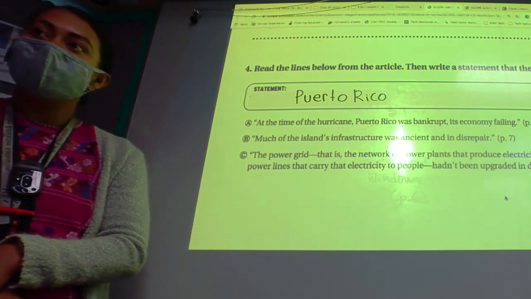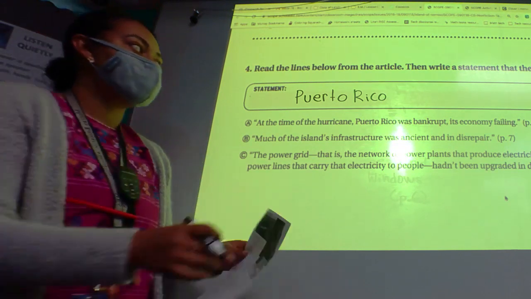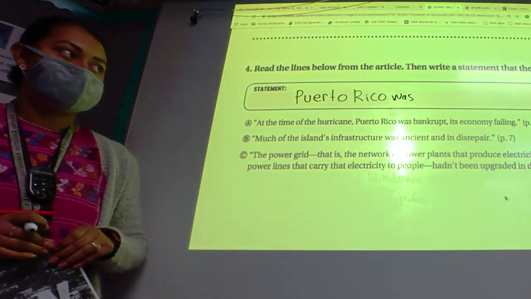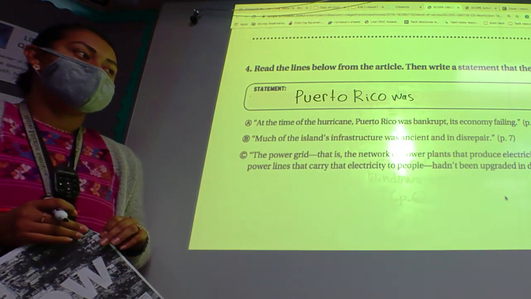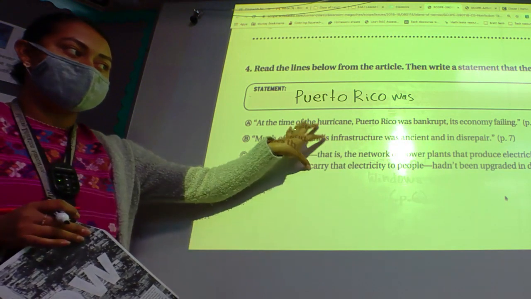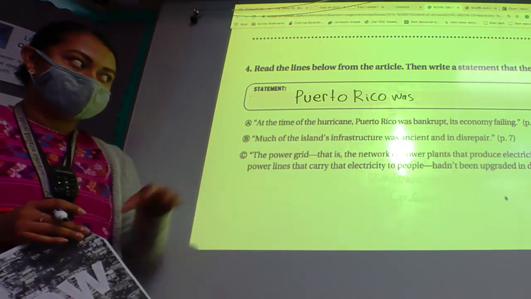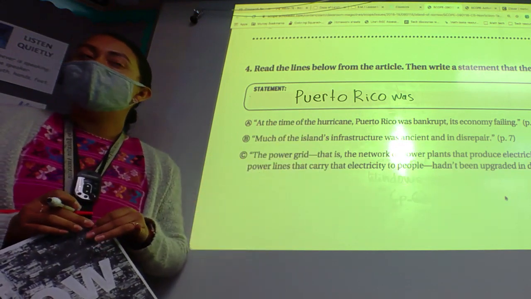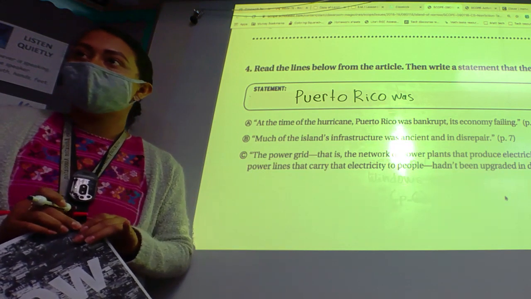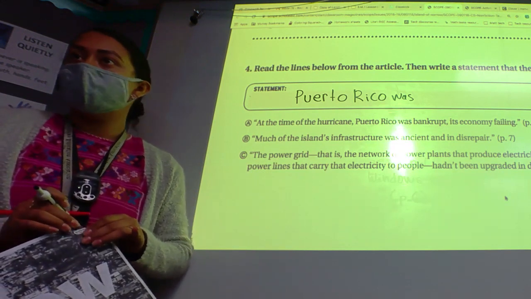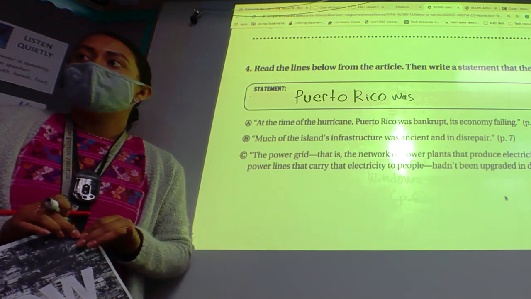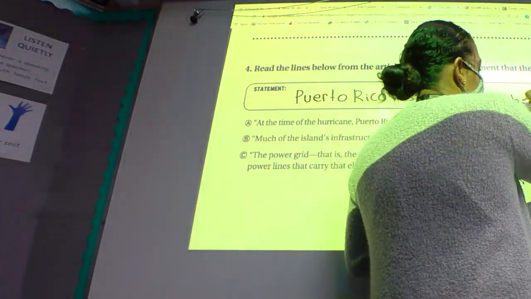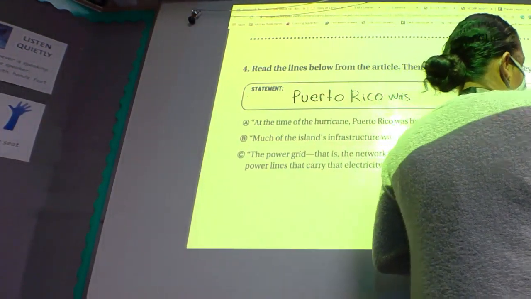So Puerto Rico was what? It was beautiful before the hurricane, but these aren't telling us that it was beautiful before the hurricane. This is telling us more that, no, it didn't happen while the hurricane. No. Yeah, something before the hurricane. So Puerto Rico was blank before Hurricane Maria. What would be that blank?